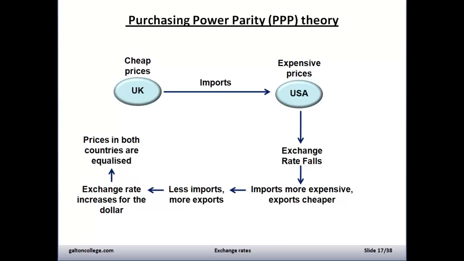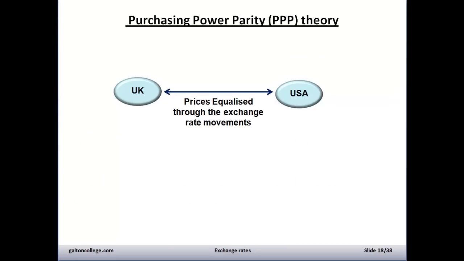So if you were living in the UK and you bought a particular product in the UK, you would pay this cheap price. If you went to America, you would have to change pounds sterling into US dollars. That exchange rate will give you so many dollars, and you could then buy the expensive price in America, and you'll find, having exchanged it, theoretically at least, you should have paid the same price in both countries. So the purchasing power parity theory is an attempt at balancing the price of goods through the exchange rate across different countries. In the end, the prices should be equalized through the exchange rate movements.